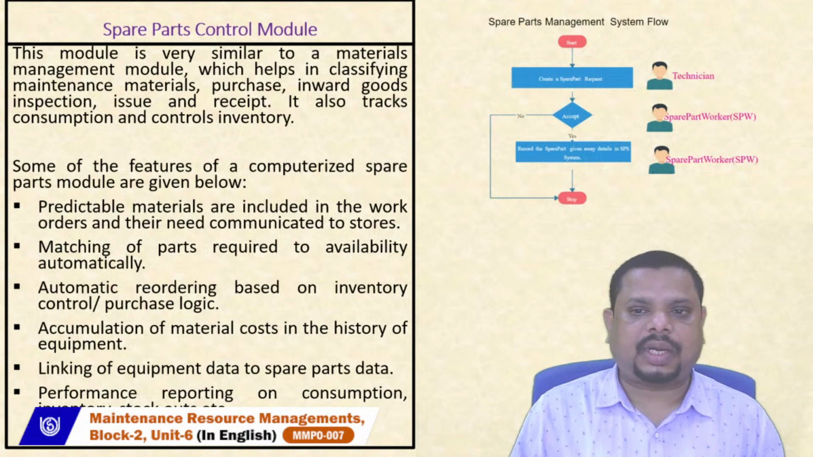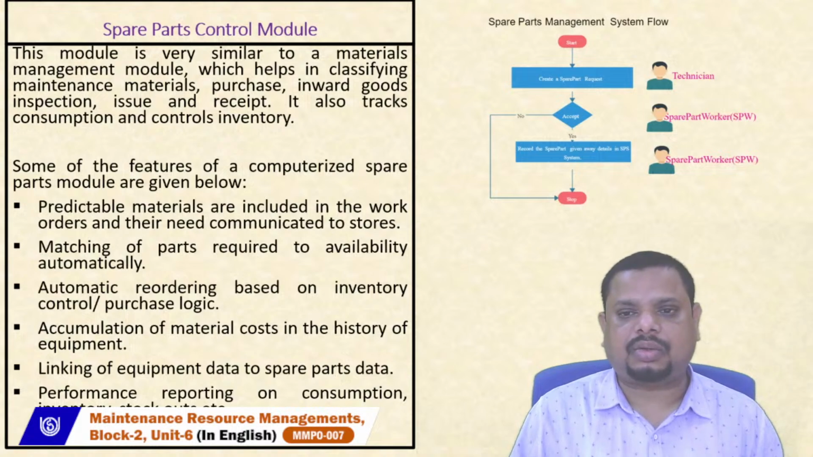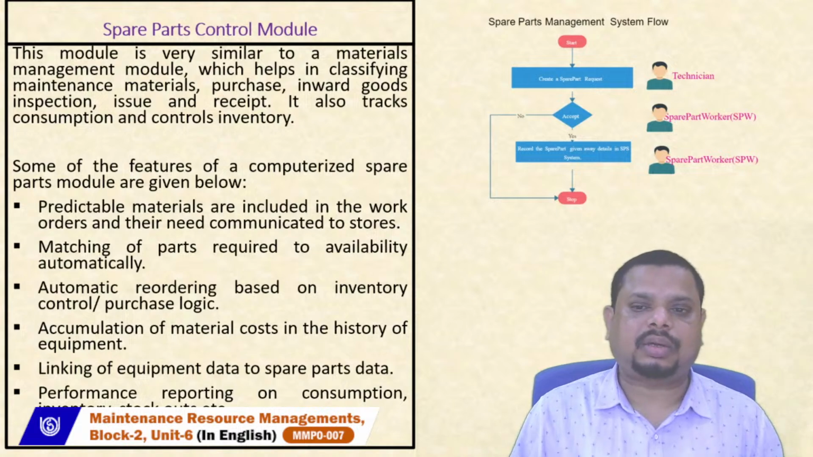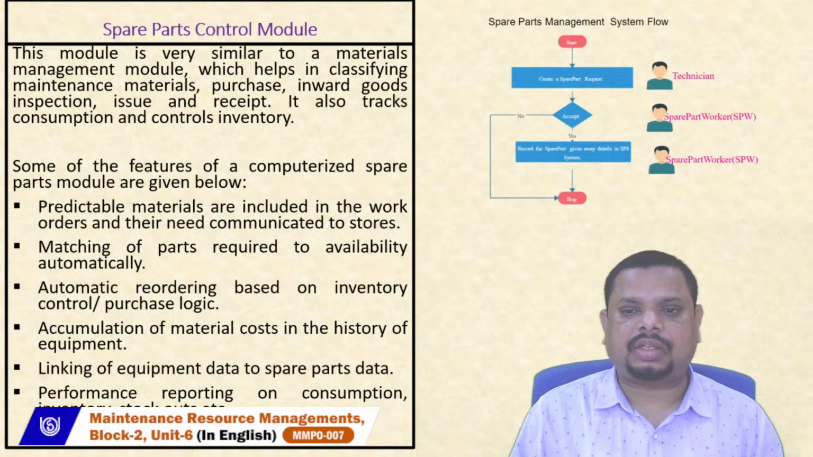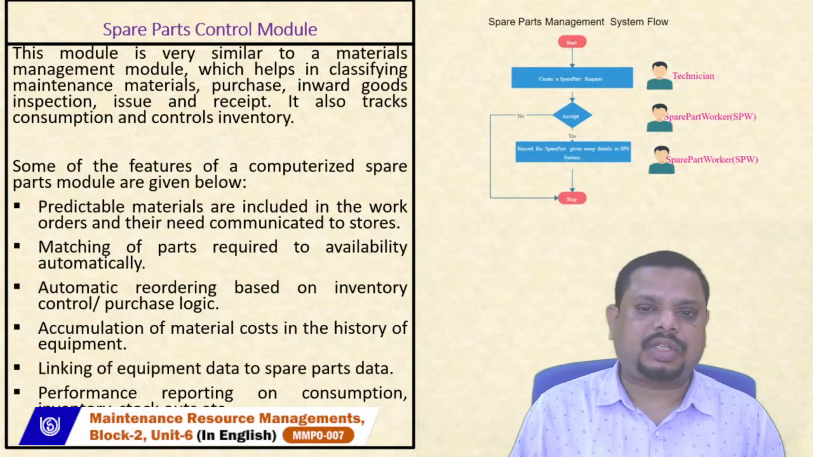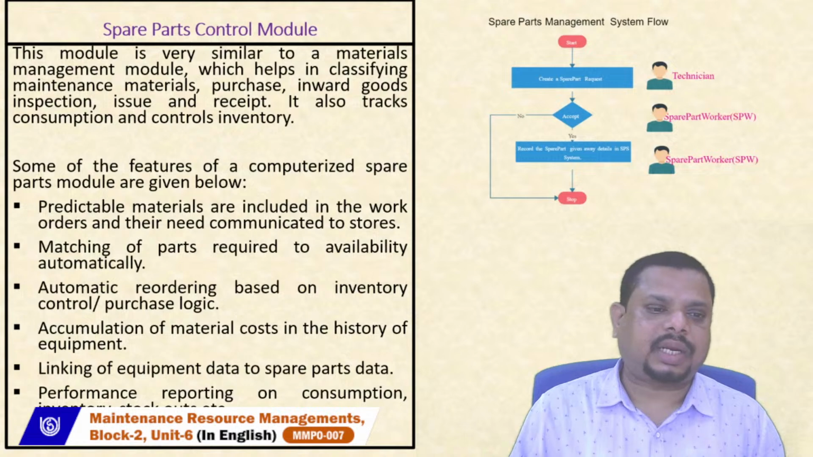Whenever the technician requests spare parts, they go directly to the stores. Inside the store they have a number of spare parts workers. If it is available in the stores, they go for yes and record the spare parts given away details in the SPS system of the stores. And finally it stops. If it is not available, in that case it directly stops.